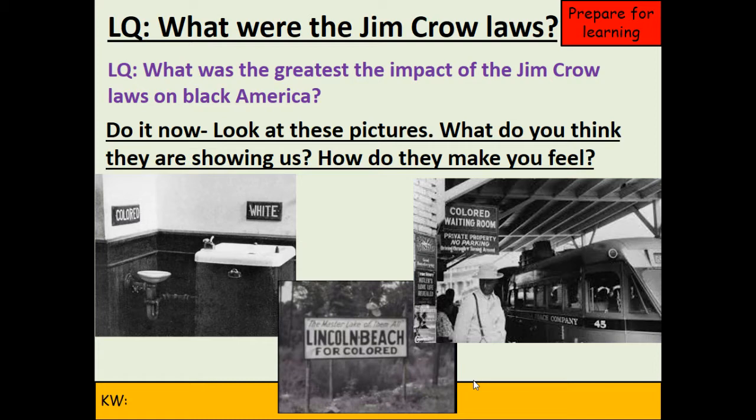We are starting a new unit, civil rights. So we are going to start today just by having a little background about the abolition of slavery and the Jim Crow laws. Now, this unit is going to relate quite heavily to what is going on in the news right now with regards to the Black Lives Matter movement.